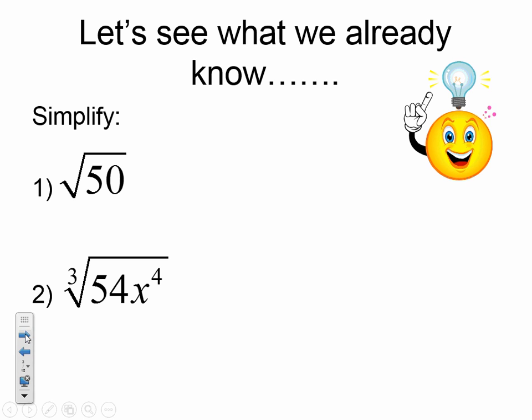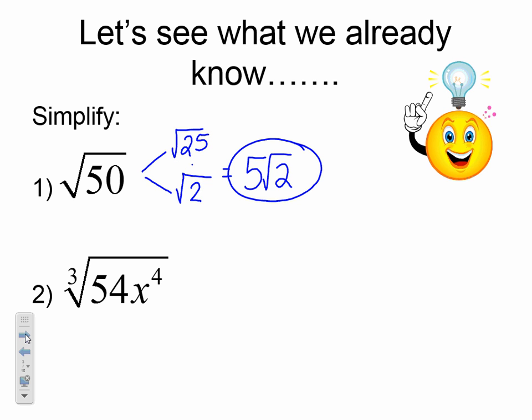Let's see what we already know. You do not need to write this part down, but let's remember where we've been. When you simplify square roots, like the square root of 50, remember that you're working to break it apart into something times something, and you need to have one of those be a perfect square. So square root of 50, I'd probably use 25 times 2 to break them apart, because the square root of 25 is 5, and the square root of 2 then just stays the square root of 2.